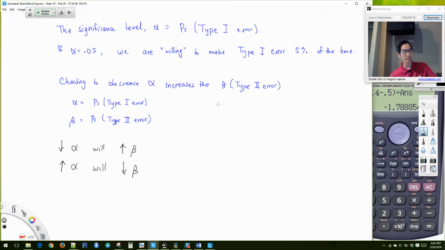Okay, we give a name to the complement of type 2 error. So 1 minus beta would be the probability of not committing type 2 error.